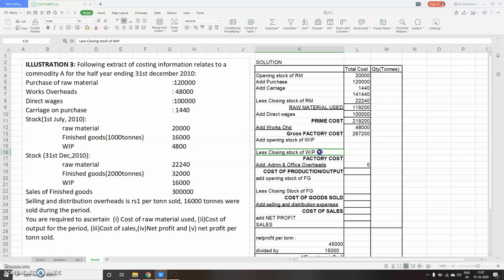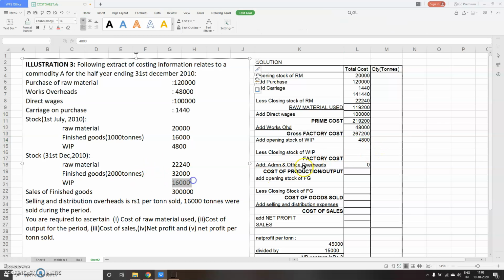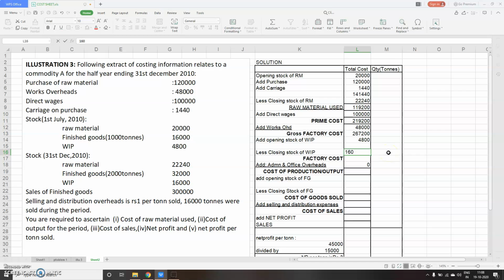Now with this we will add WIP opening, less WIP closing to find out the real factory cost. Okay, opening WIP is 4800, and closing WIP is 16,000. So let me add it. Equals to this plus this. Then factory cost will be this. Alright, equals to this minus this.